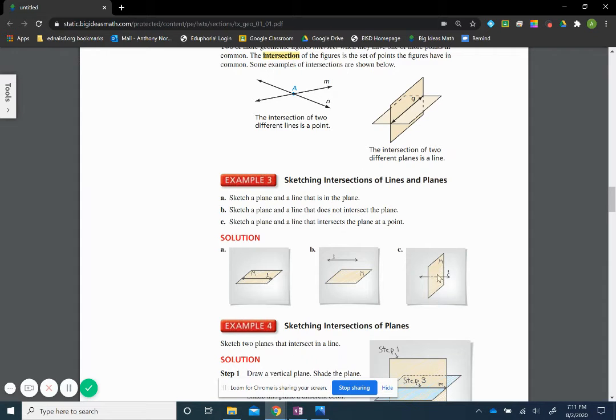So then here are examples of each of those things. A plane and a line, and the line is in the plane. So the intersection of the line and the plane is that line. A line and a plane that do not intersect. They don't touch at all. And then the line goes through the plane at a point, so it just has that one area right there.